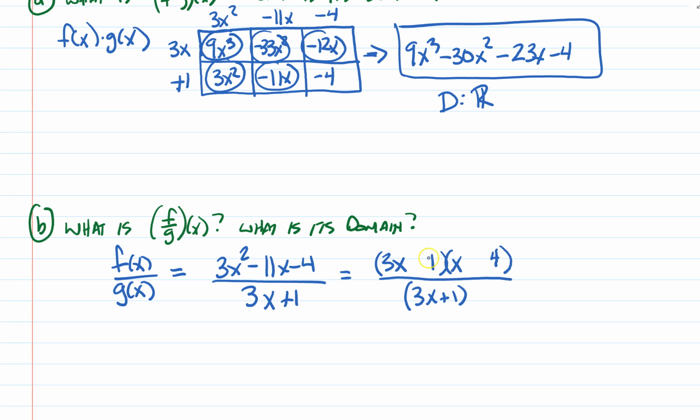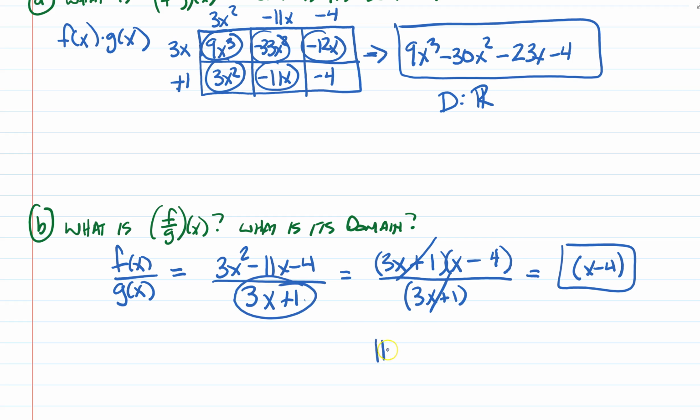So 12 and 1, yeah, I can make an 11 out of a 12 and a 1, provided that this one would be negative and this one would be positive. So therefore, I would get back just an x minus 4, because that cancels out. So that would simplify to x minus 4, but the domain is going to be everywhere where g of x was not equal to 0.